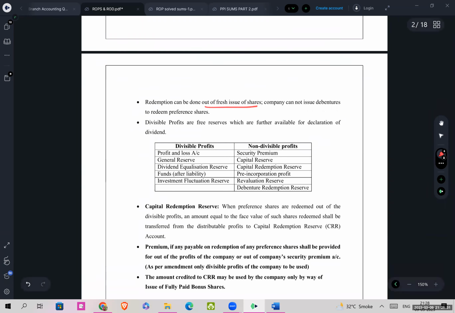So fresh issue should be only of shares, not of debentures. Divisible profits are free reserves which are further available for declaration of the dividend. So if you want to declare your dividend, which profits are you going to use? You're going to use divisible profits. Now here's a list of what is included in divisible profits and what's included in non-divisible profits.